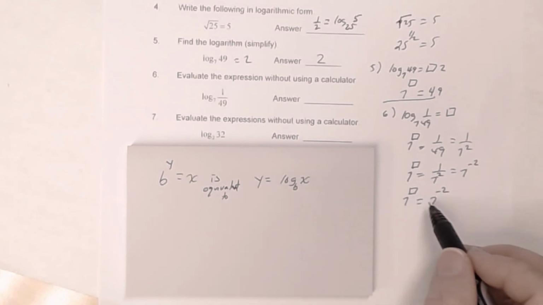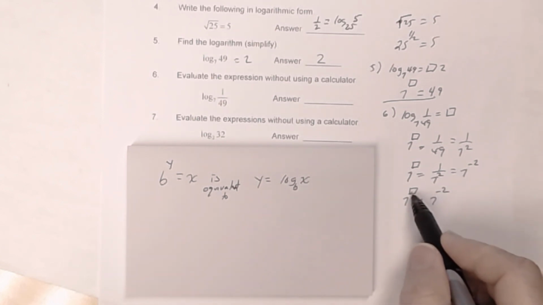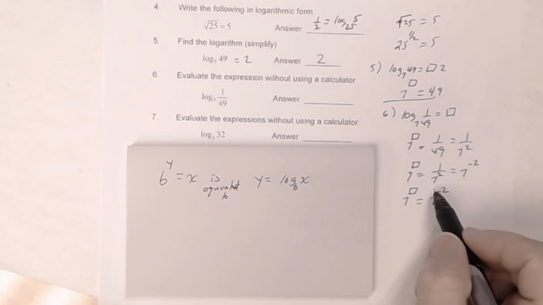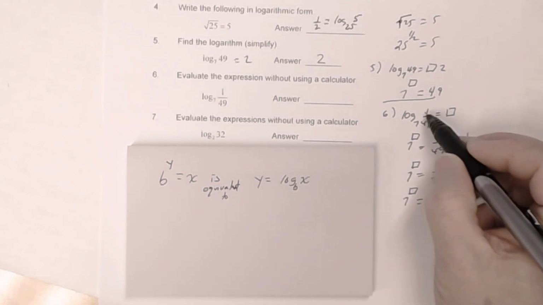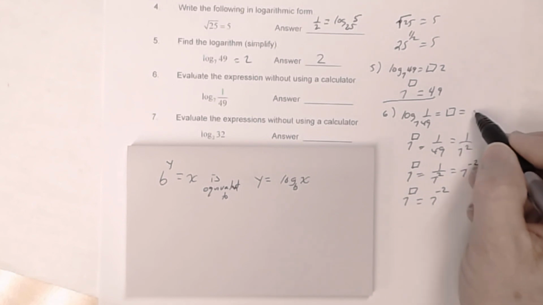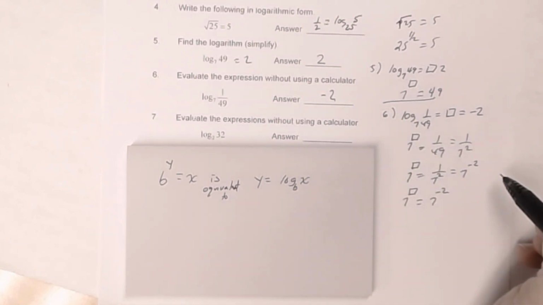So if the bases are the same, that means those exponents have to equal each other. So that means that what goes in this box right here has to be this exponent here. Therefore, the log base 7 of 1 divided by 49 is going to equal negative 2. And so that goes there.